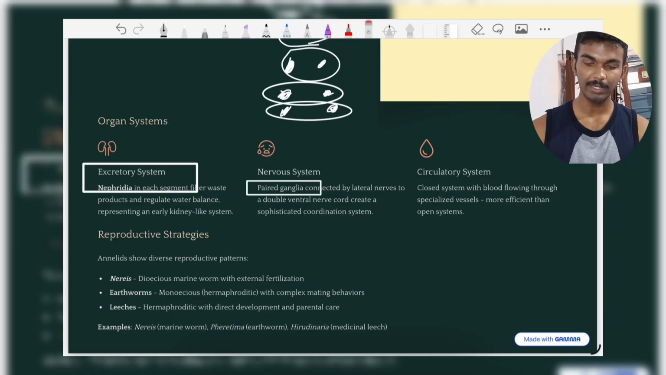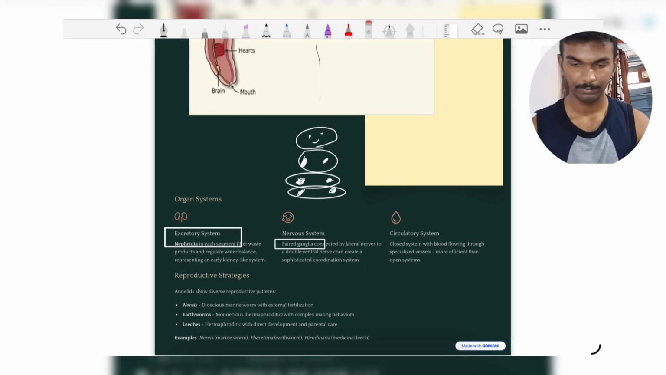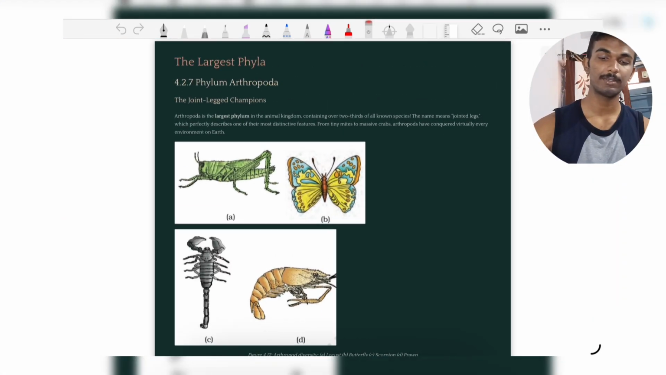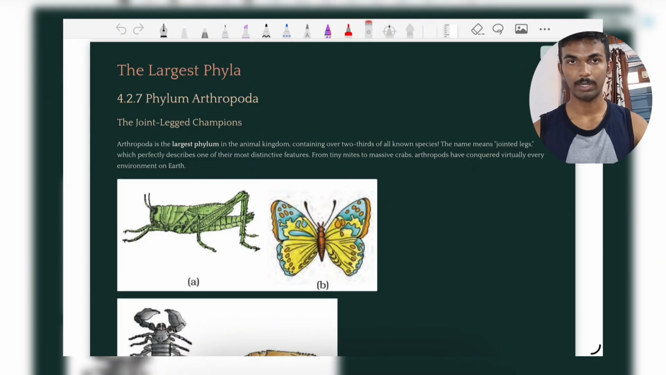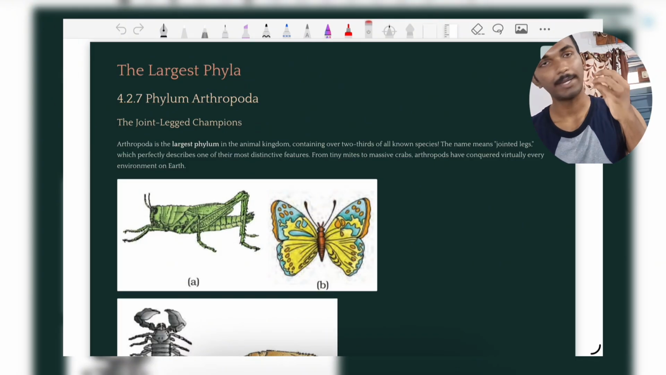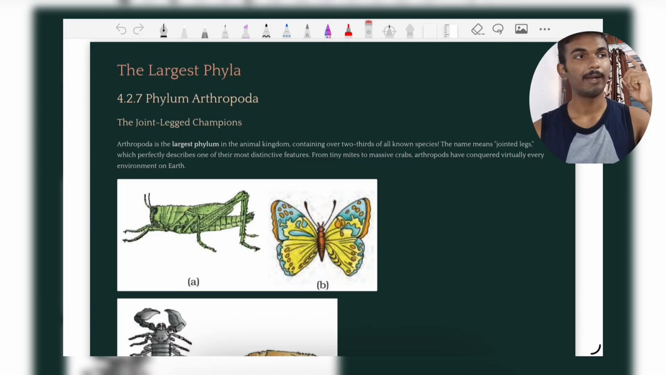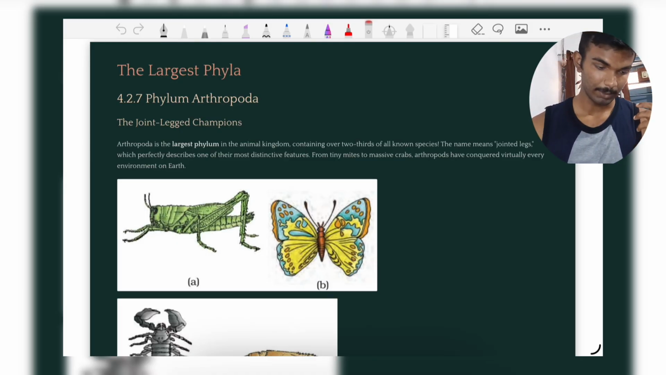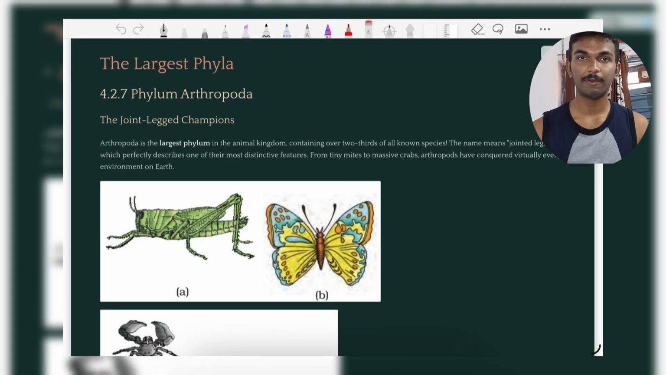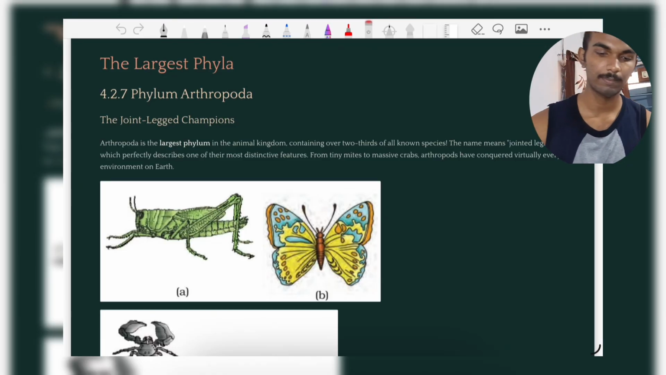Examples: Nereis, marine worm. Pheretima, earthworm. Hirudinaria, medicinal leech, used in medicinal practices. Like if there is a blood clot and there is a lump over here, then they will give that person a leech, and it will open the clot that has been formed. The largest phylum is Arthropoda. Then the second largest is Mollusca.